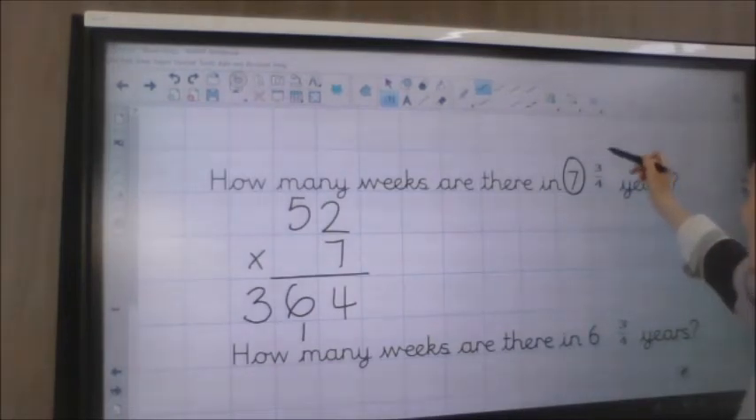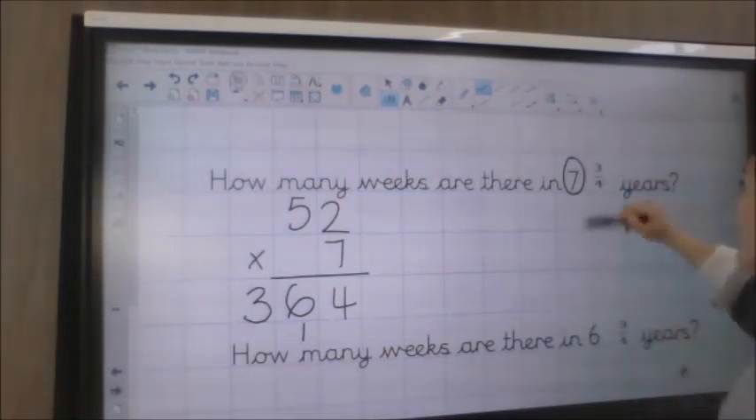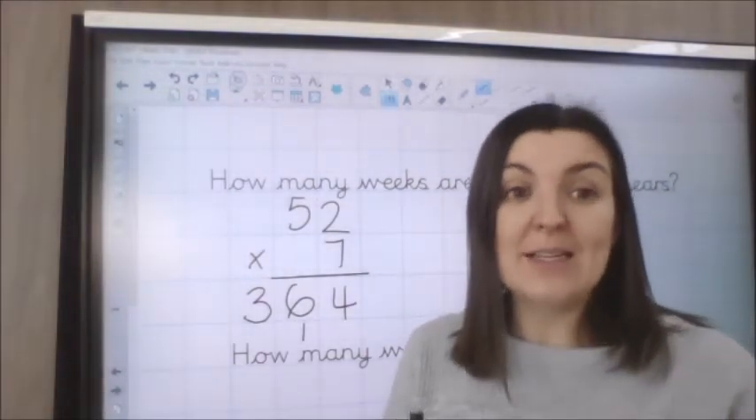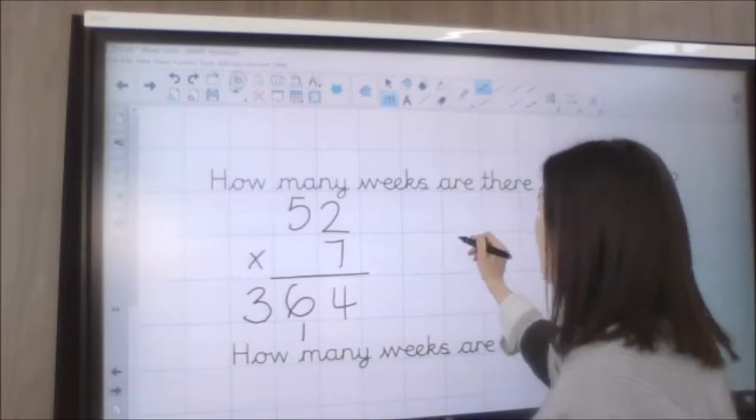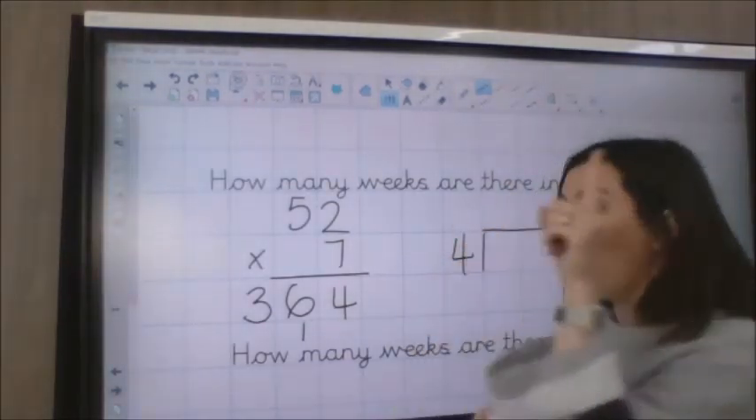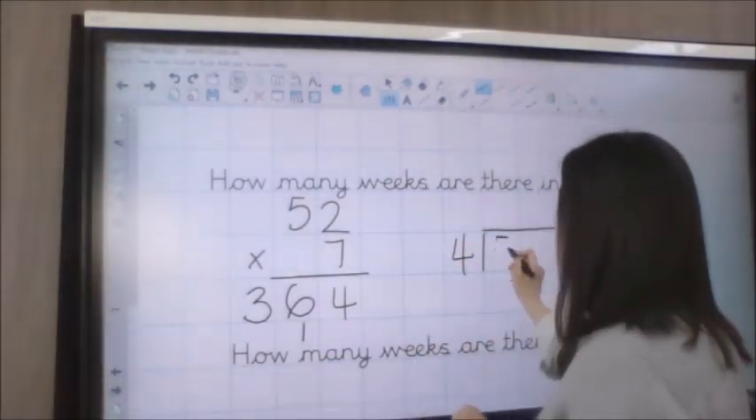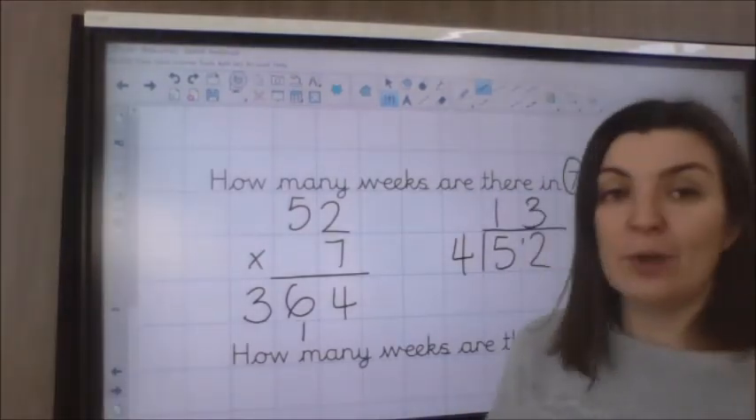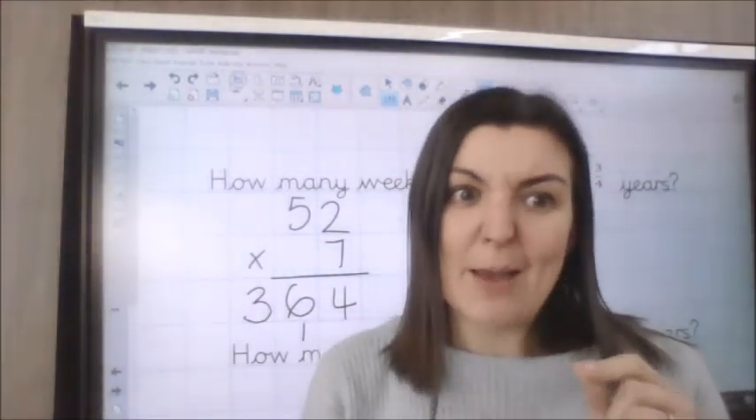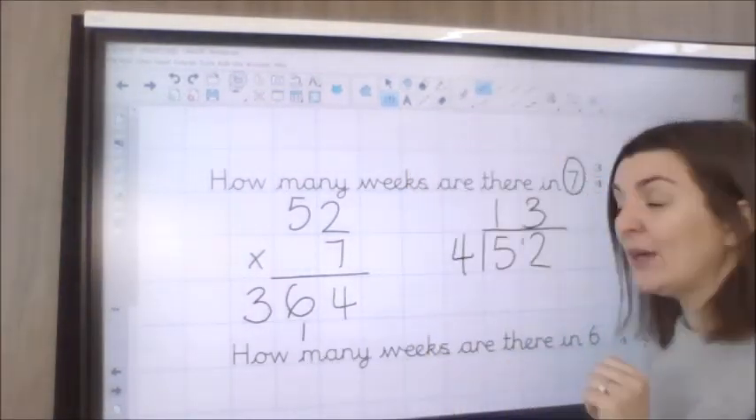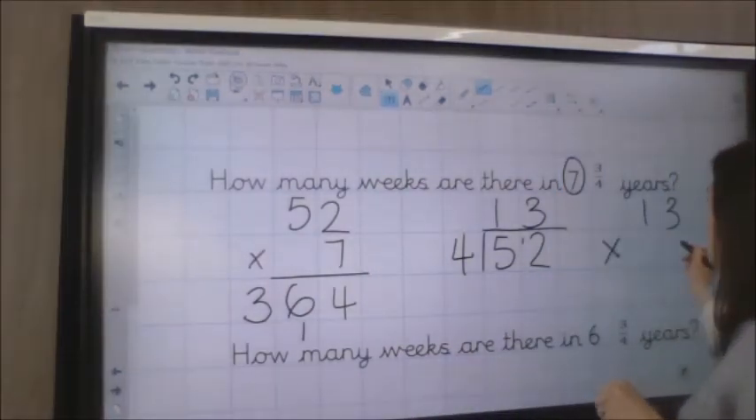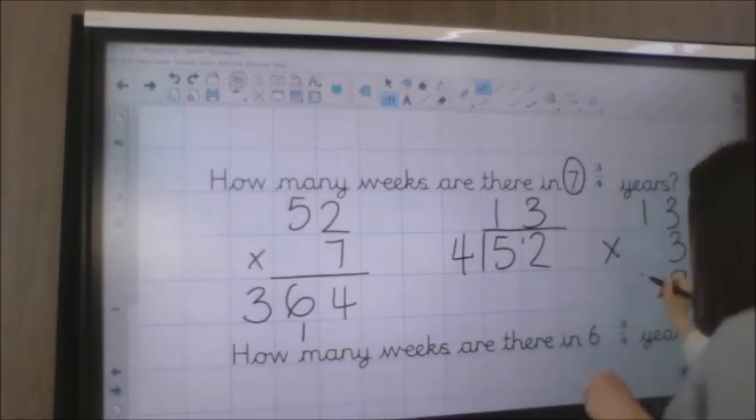Now we've got to work out how many weeks there are in 3/4 of a year. So all you have to do first is divide by 4. So 52 divided by 4, because I'm working out what 1/4 is first. So there are 13 weeks in 1/4. Lots of steps to this one. So I want to know 3/4. So I know that 1/4 is 13, but I want to know 3/4. So I will multiply it by 3. 3 times 3 is 9. 1 times 3 is 3.